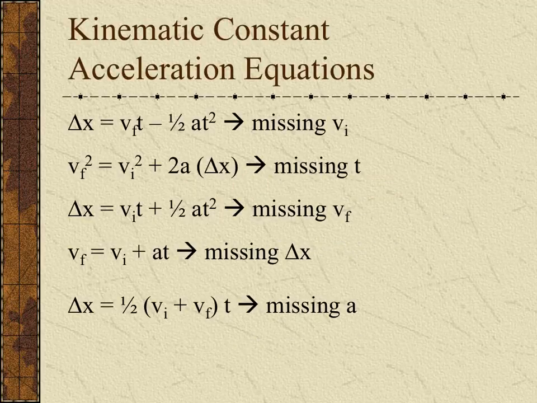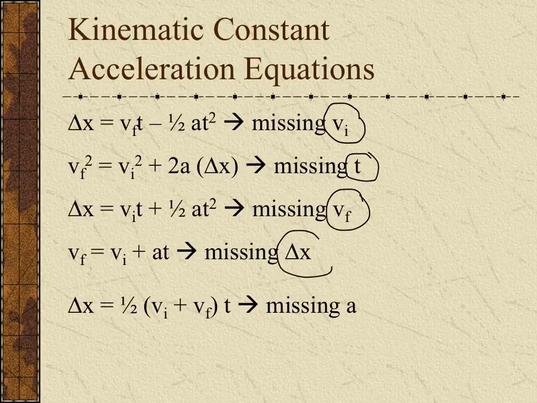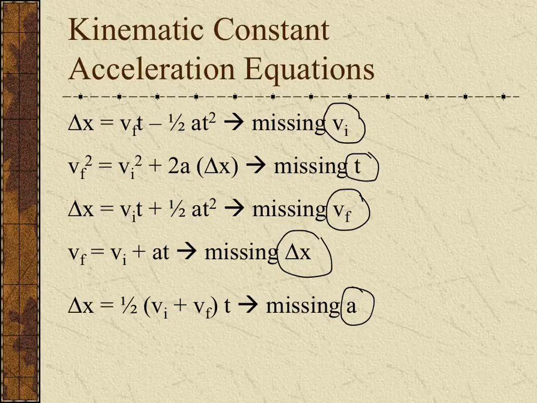If you notice, every single one of the 5 equations is missing one quantity. So the first equation is missing initial velocity. The second equation is missing time, final velocity, displacement, and acceleration. So keep that in mind. As long as you have all of these variables but one, and you leave out one of the variables, you can use these new equations.